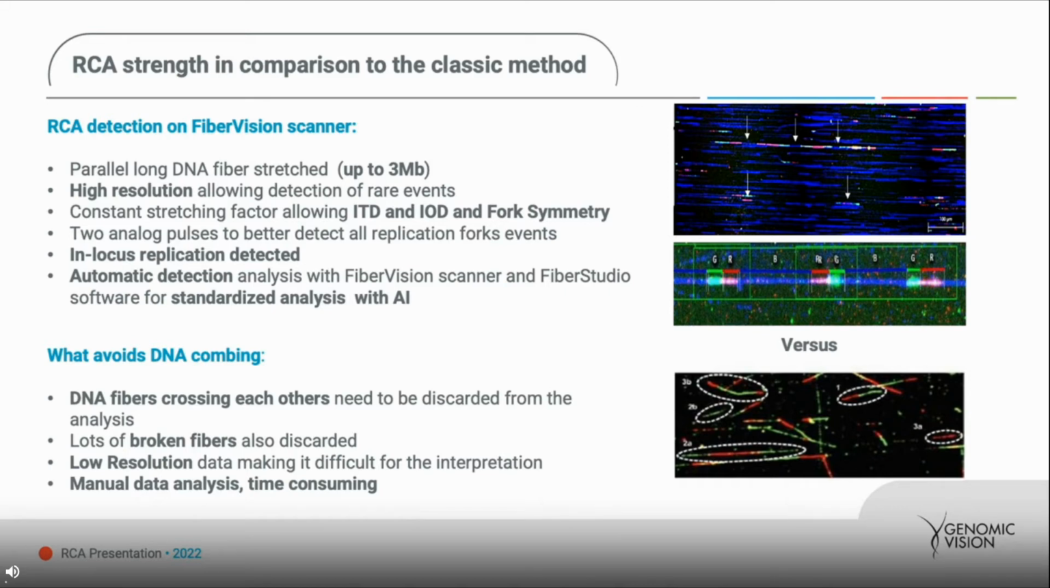As you can see on the right-hand side, there is a picture of the parallel DNA fibers obtained with our Fiber Vision scanner, versus at the bottom the classical method where the DNA fibers cross each other. RCA with molecular combing and our Fiber Vision scanner offer high-resolution data allowing the detection of rare events, and with a constant stretching factor we can determine IOD and ITD as well as fork symmetry, whereas it is not possible with classical methods like fiber spreading.